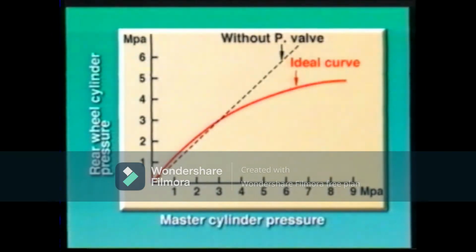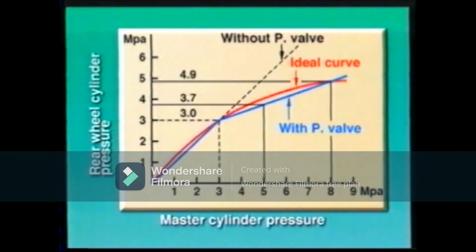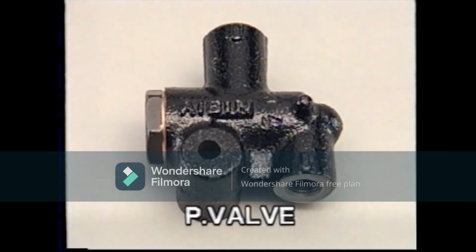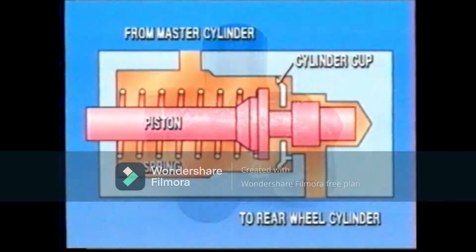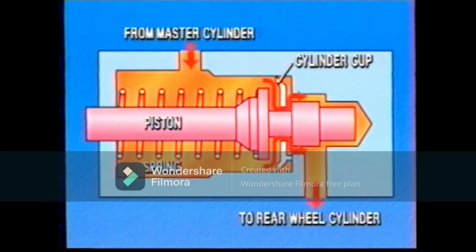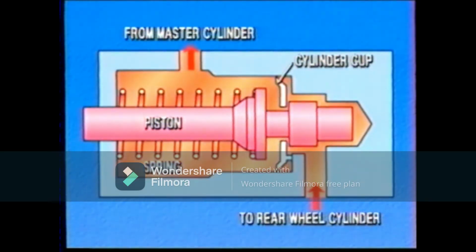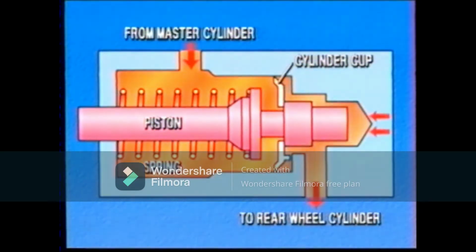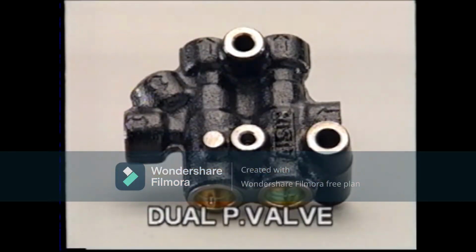The P-valve is designed to automatically reduce the hydraulic pressure applied to the rear wheel cylinder from the master cylinder in proportion to the pedal force applied to the brakes. Inside, the piston is moved constantly due to the difference in the surface areas of the piston chambers. The dual P-valve would have a pair of P-valves operating side by side.